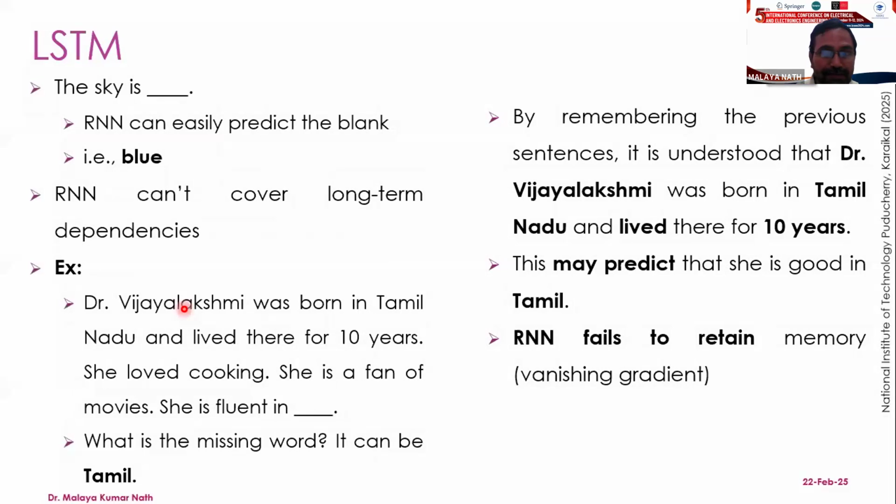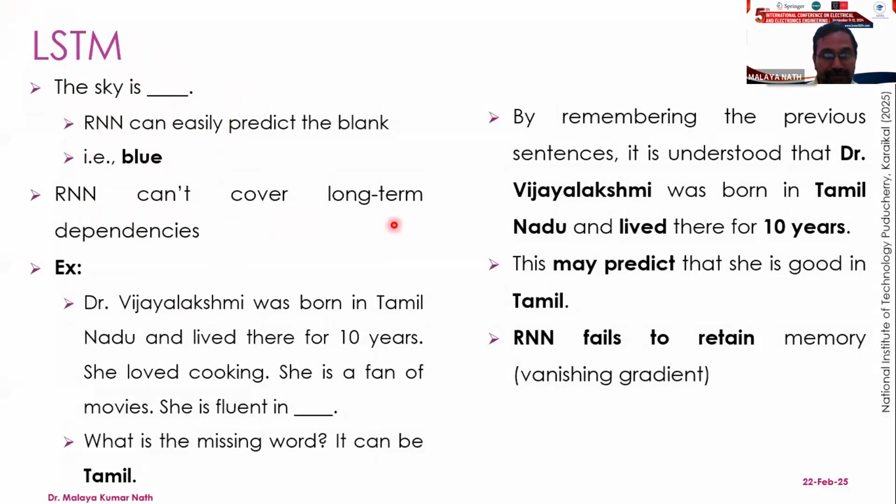Now we'll come to the same example we discussed yesterday. The sky is dash. In the case of a recurrent neural network, we can predict the sky is blue. That means a recurrent neural network can easily fill the blank with blue, because it works on the principle of the previous hidden state. So the recurrent network can cover this, but it cannot cover a long-term dependency.